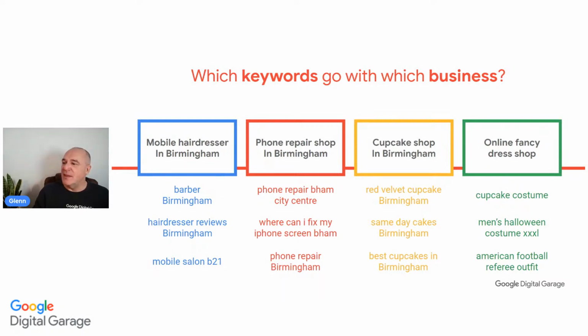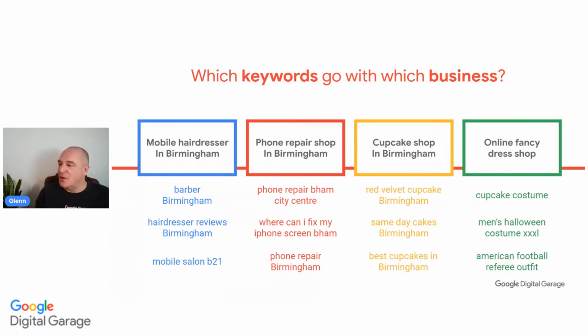Now, one of the key things to look at there very quickly is you can see under Phone Repair Shop in Birmingham, where can I fix my iPhone screen BHAM? BHAM is an abbreviation of Birmingham. So BHAM is another keyword to use because, again, that's how people might type and enter their search queries. This might be a good exercise for you and your friends. If you needed my type of service, how would you find me? And look at all of the options they come up with. They could well be very good keyword ideas for you.